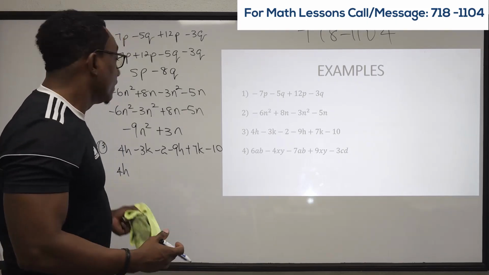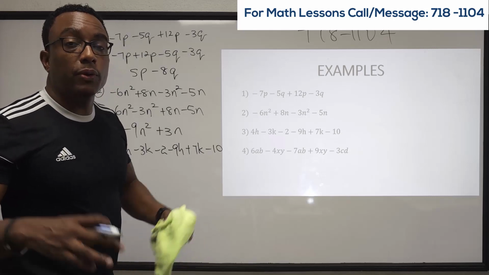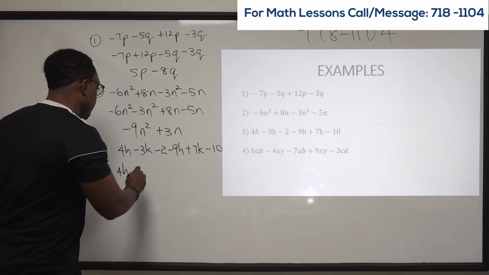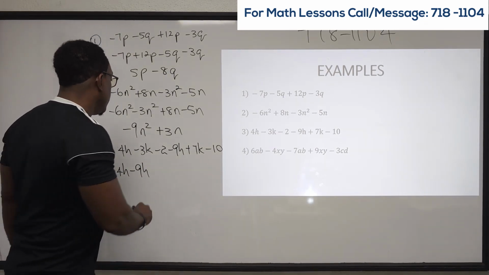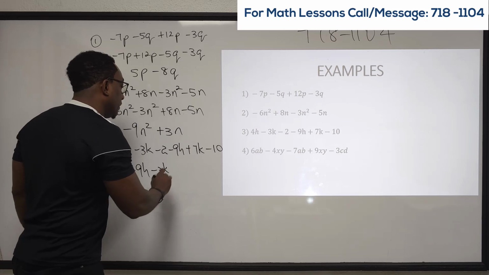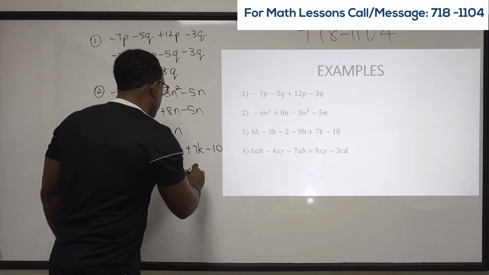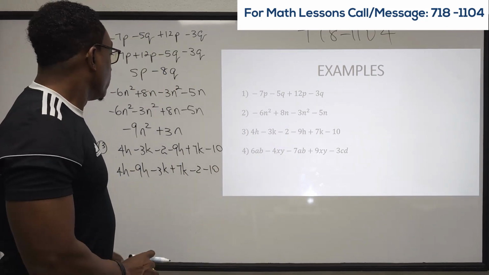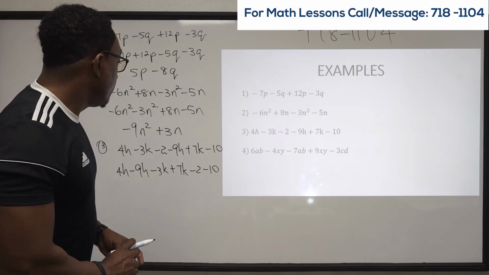So if you want to go with k first, no problem. If you want to go with h first, no problem. If you want to go with constants first, no problem. So this will be 4h minus 9h. This will be minus 3k plus 7k, and this will be negative 2, and we have negative 10, right? So we rearrange by putting like terms together, and let us simplify.